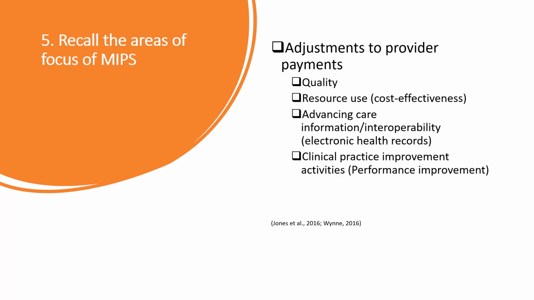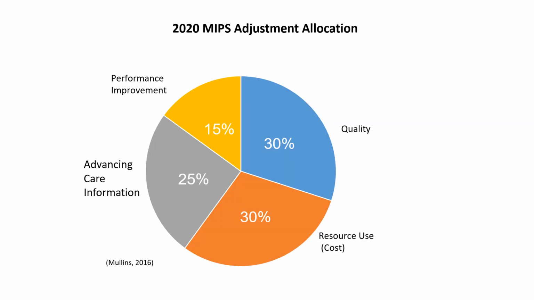Well, it will adjust payments to providers based on indicators measured in four areas. Those areas are quality, resource use, or basically cost effectiveness, advancing care information, or interoperability, which again just means using electronic health records, and then also participating in clinical practice improvement activities, or performance improvement. This is just where it is weighted in 2020. I believe it's the same for the current year. I know it is on the cost side at about 30%.